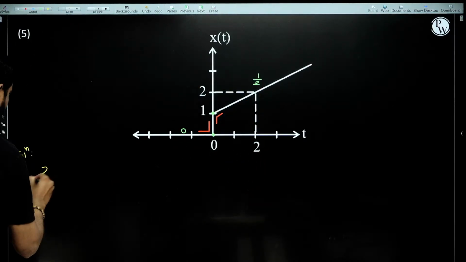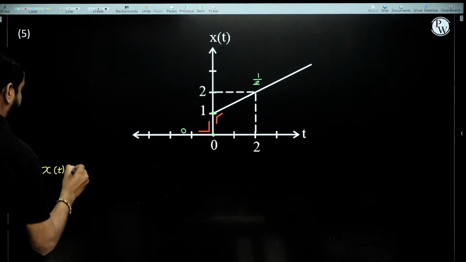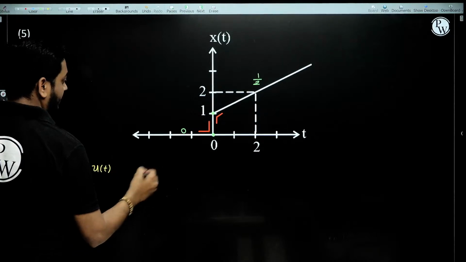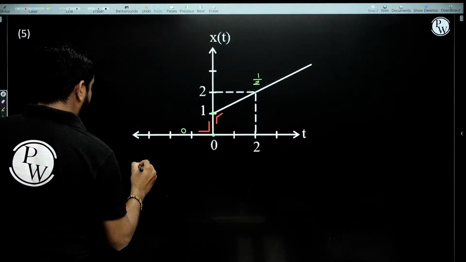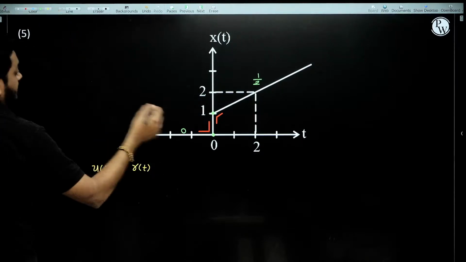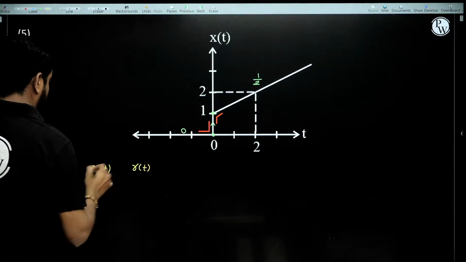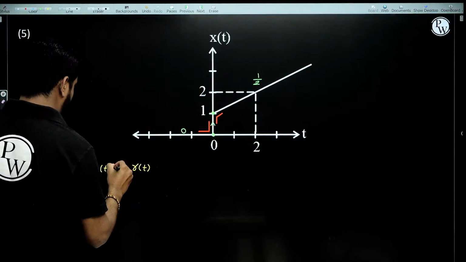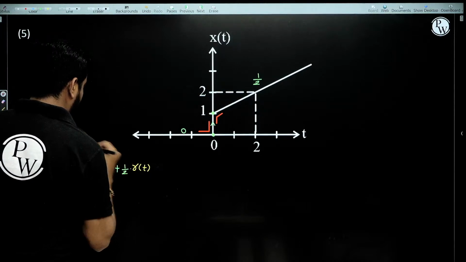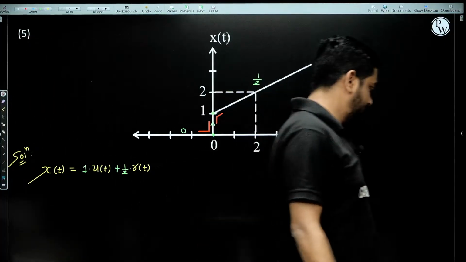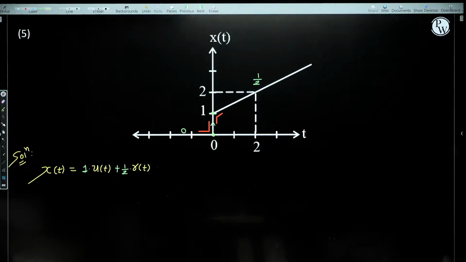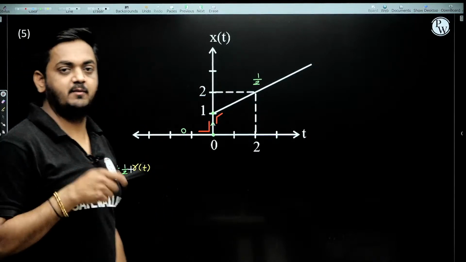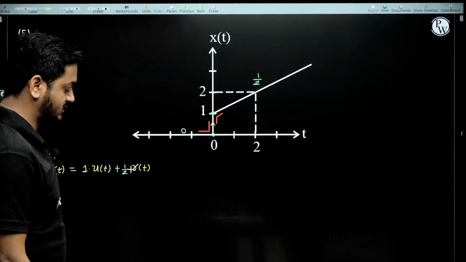x of t is equal to u of t for the sudden change as well as r of t for the linear change, guys. Sudden change in amplitude is next amplitude minus previous amplitude, it is 1, and here next slope minus previous slope, 1 by 2 minus 0, so that's why here plus 1 by 2. Done? Tell me. Clear? Okay. If you have any doubt, you can ask in the comment box. I hope all the students are getting it.